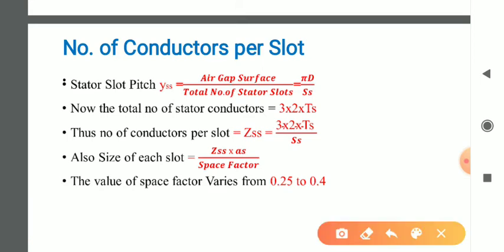Also you can calculate the size of the slot by using this equation: ZSS, that is the conductors per slot, into AS, that is the cross sectional area of the conductor, divided by the space factor. And if the space factor is not given in the example, then usually the space factor varies between 0.25 to 0.4. So you can consider any value for the space factor between 0.25 to 0.4.